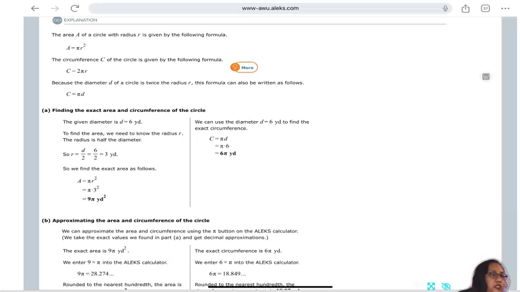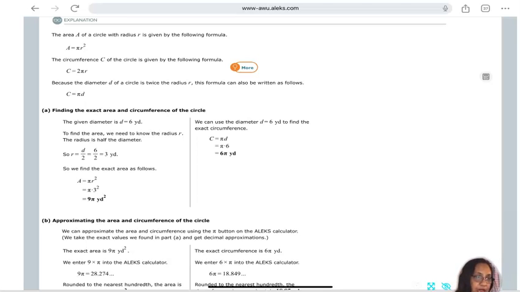So in this problem they gave you that the diameter was 6 yards, and so you have to pay close attention to the difference between 6 yards and what it would be if it was asking you to use r, meaning the radius. So the diameter is twice the radius, or the radius is half of the diameter, which is why they divide by 2 right here. I'm just trying to draw a little arrow. So that is how they got 3 yards.